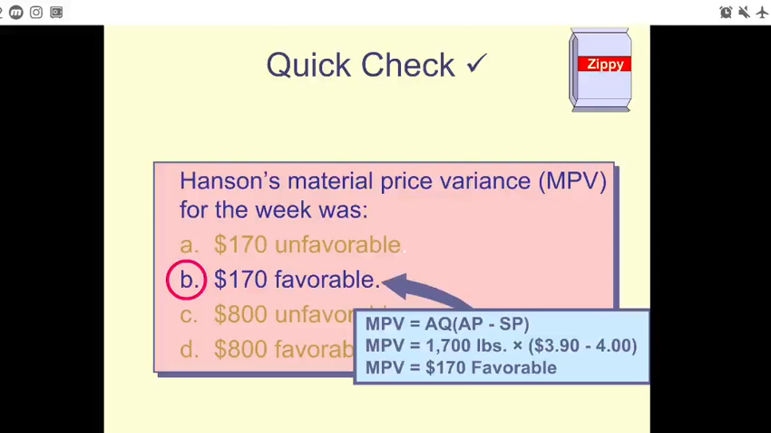Why favorable? To know whether it is favorable or not, you see the difference between the actual price and the standard price of the material. When the actual price of the material is less than the standard price, then it is a favorable variance. The thing is like this, the company's actual purchase price is less compared to the standard price. So it is a favorable situation. Okay, so the answer is B, $170 favorable.